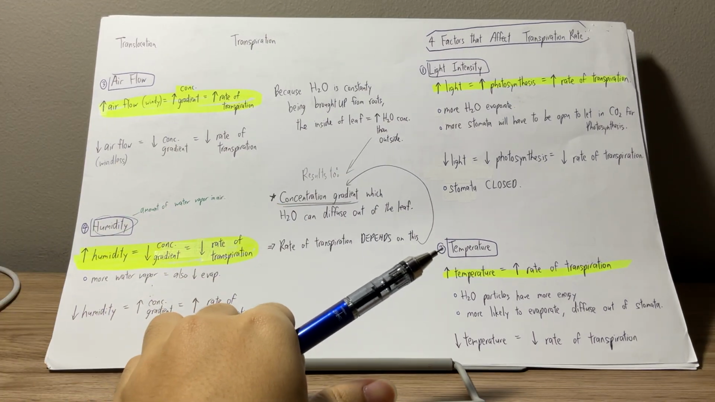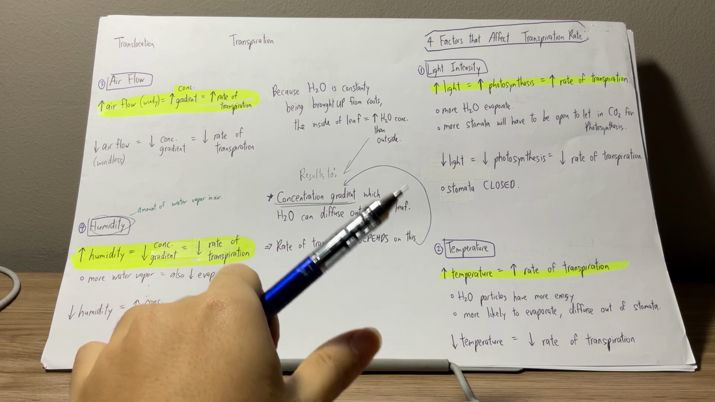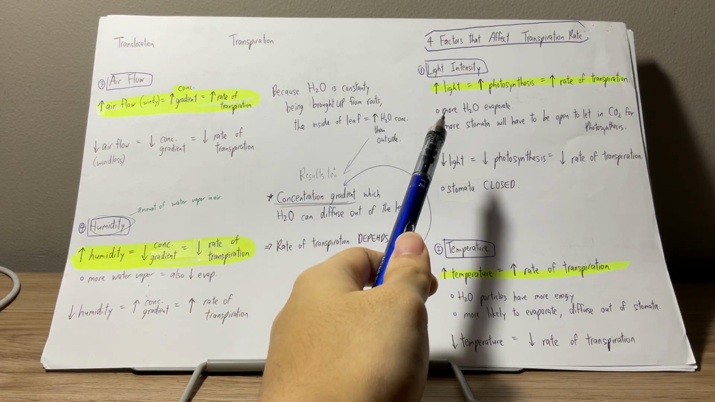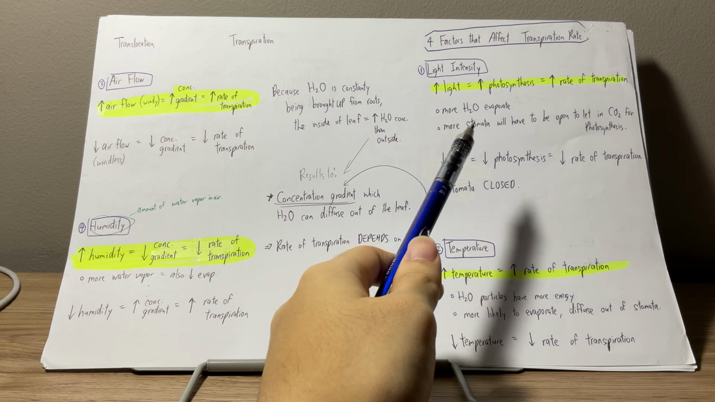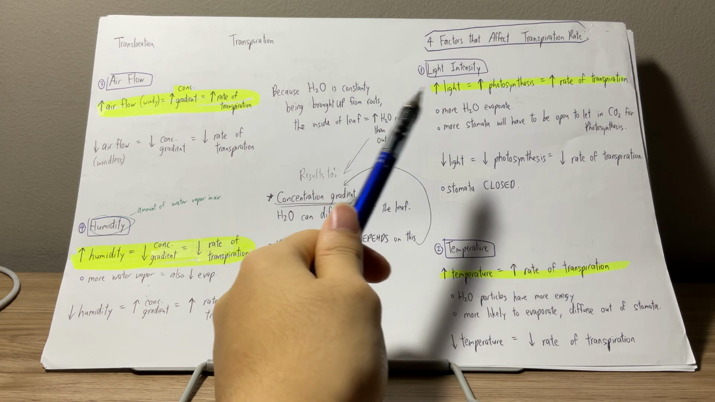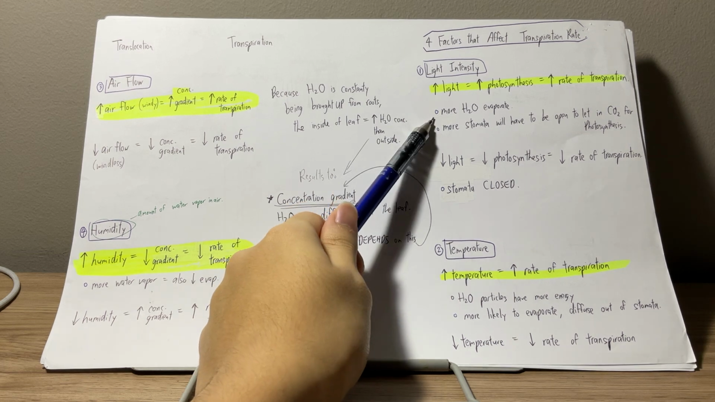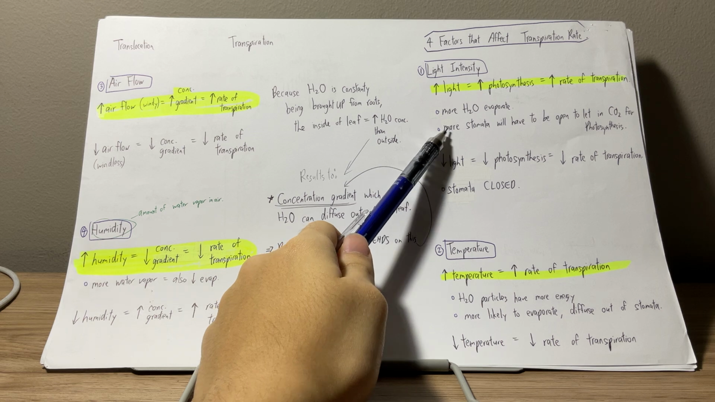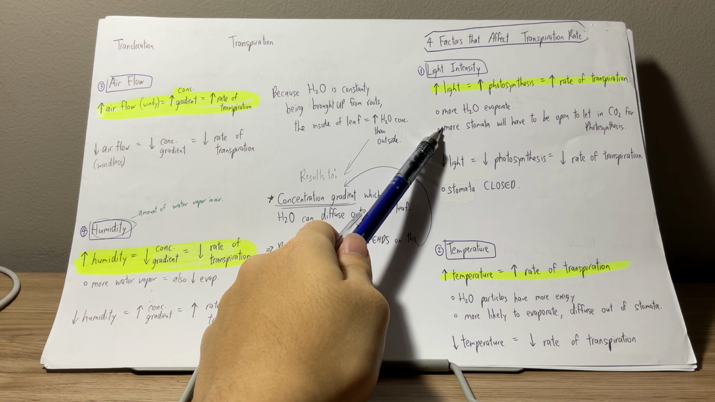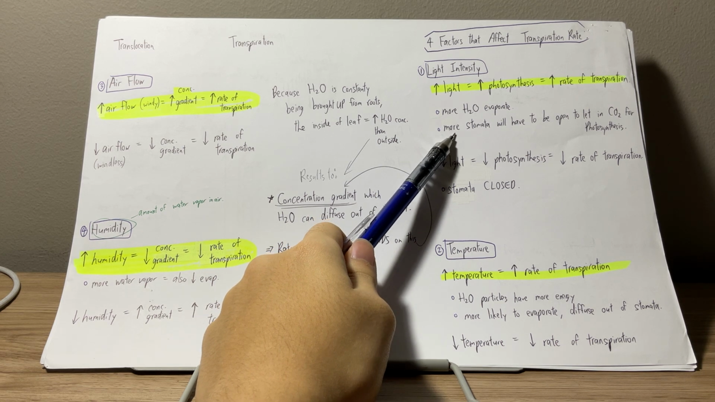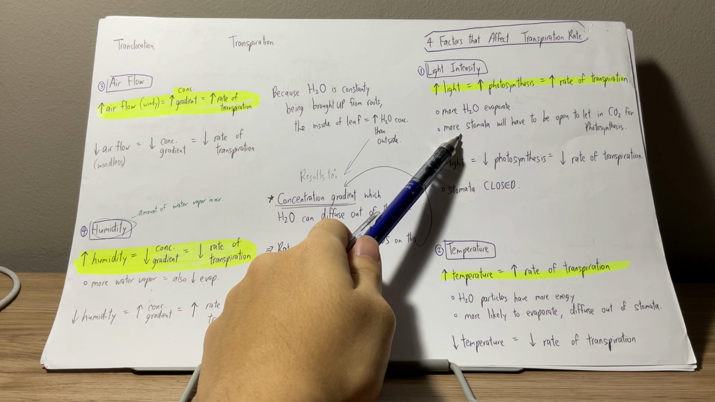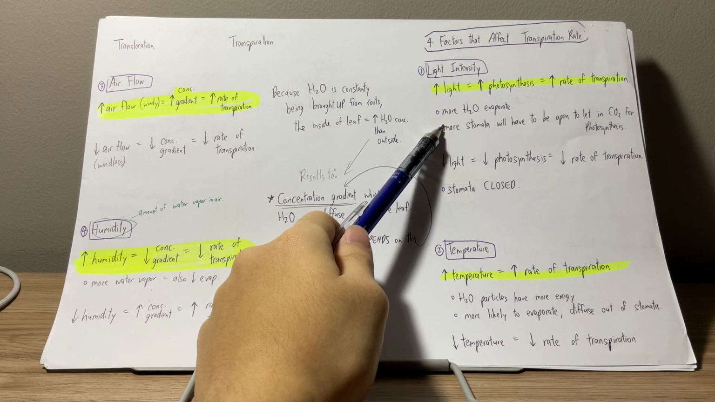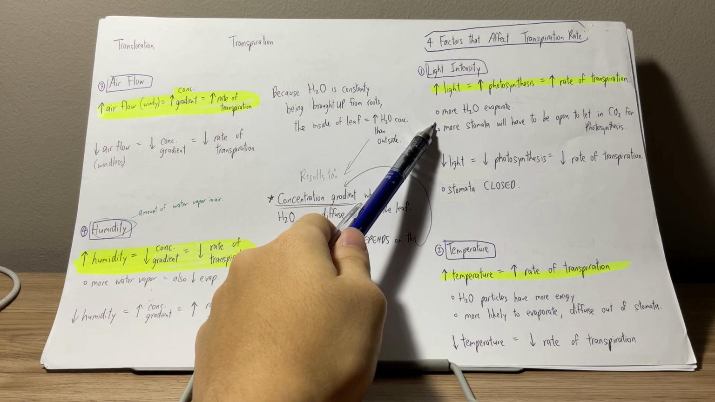So let's talk about the four factors that affect transpiration rate. First is light intensity. As light increases, photosynthesis also increases, and therefore the rate of transpiration increases. More stomata will have to be open in order to let in CO2 for photosynthesis, so more water is going to be lost at the same time.